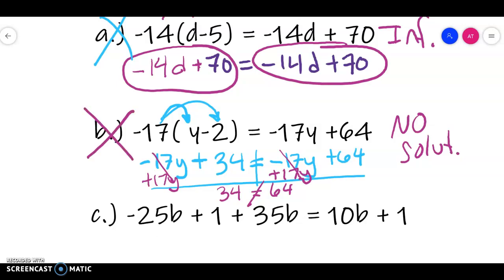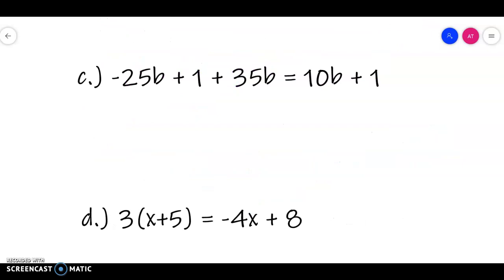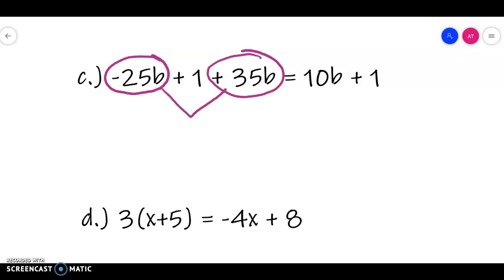Let's try C and D. Alright, so for C, we really don't need to distribute. So let's combine our like terms. Remember to carry the sign in front of it. So I have negative 25b plus a 35b, which is going to be what? 10b. I didn't do anything to this plus 1, so I'm just going to bring it down.